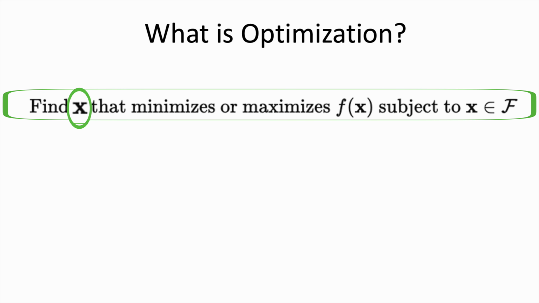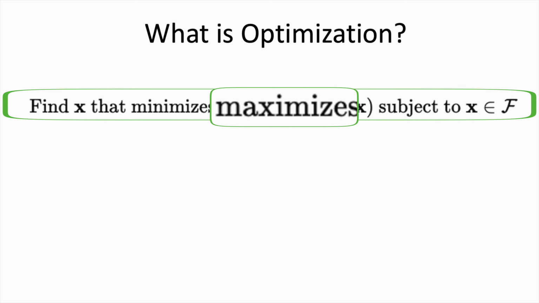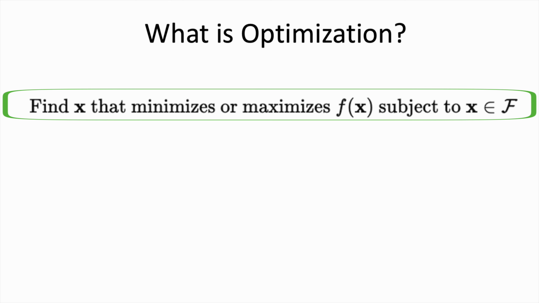X here is the decision variable. More on this in the upcoming slides. Note that the optimization problem can be either a minimization problem or a maximization problem. In mathematical optimization, we optimize the decision variables for an objective function.